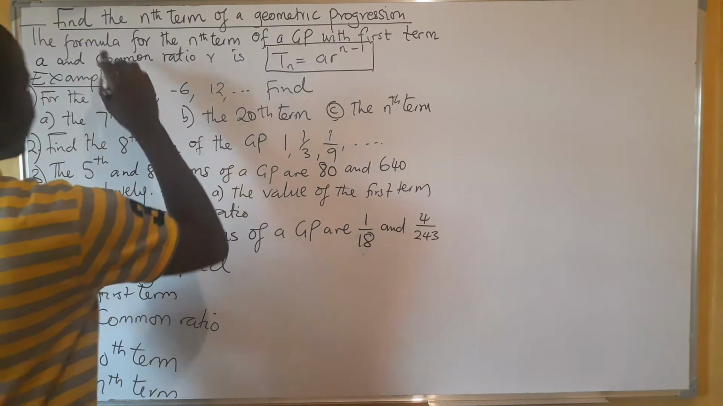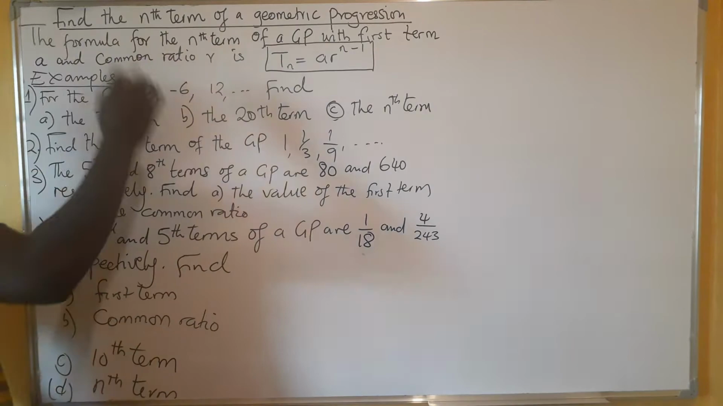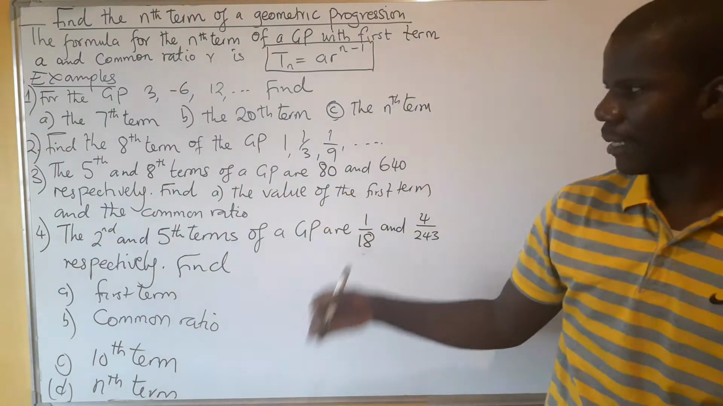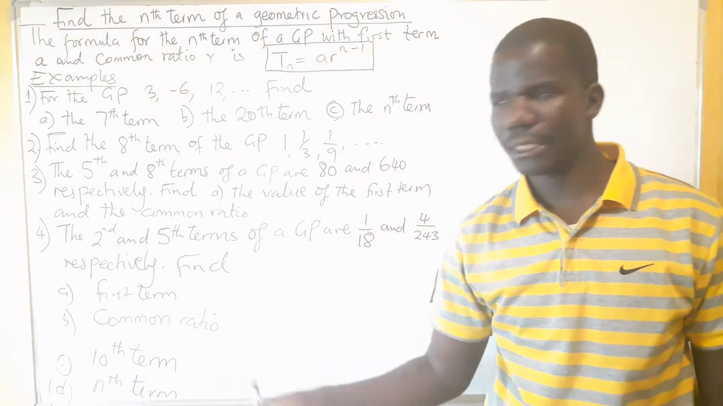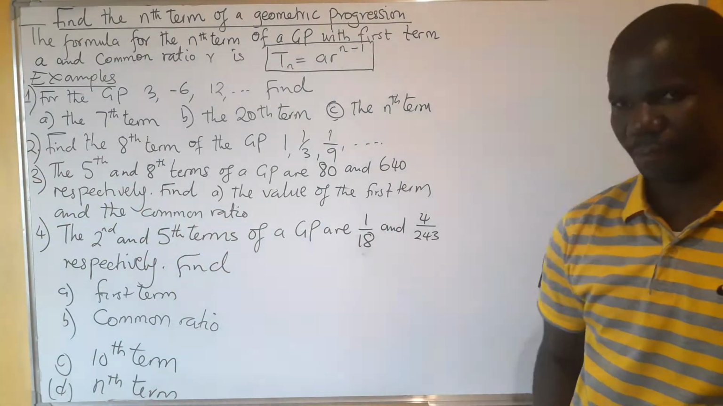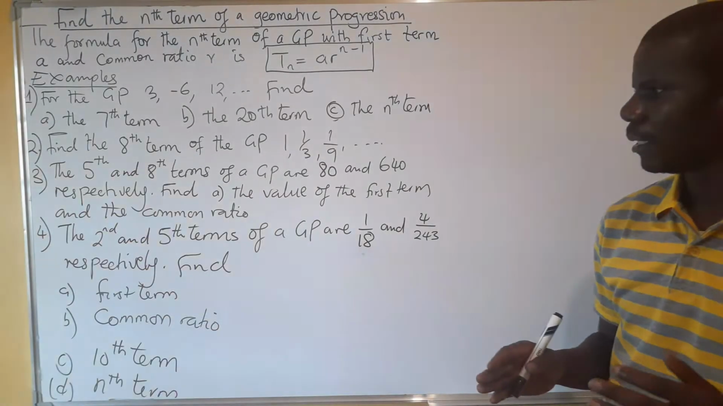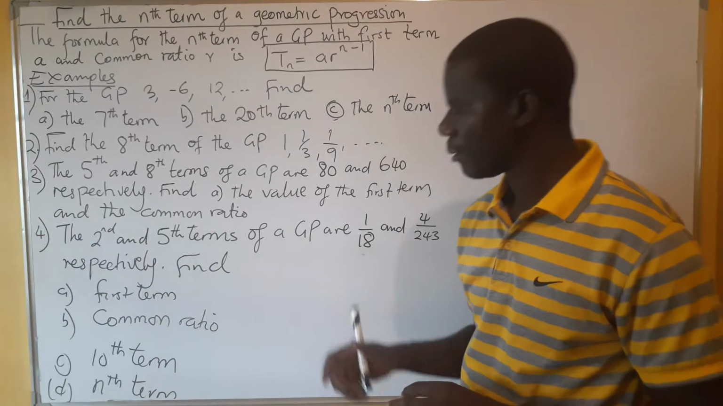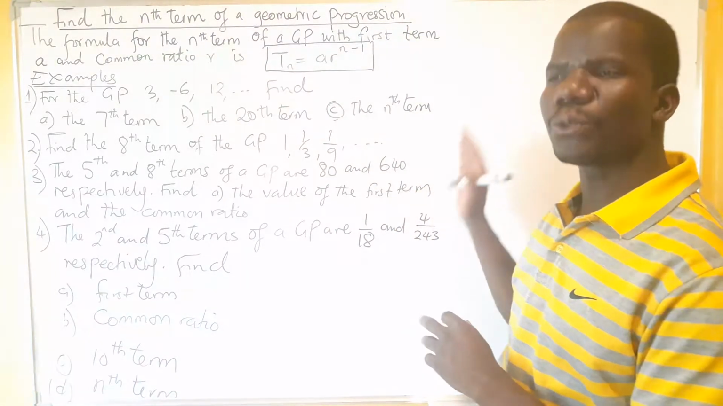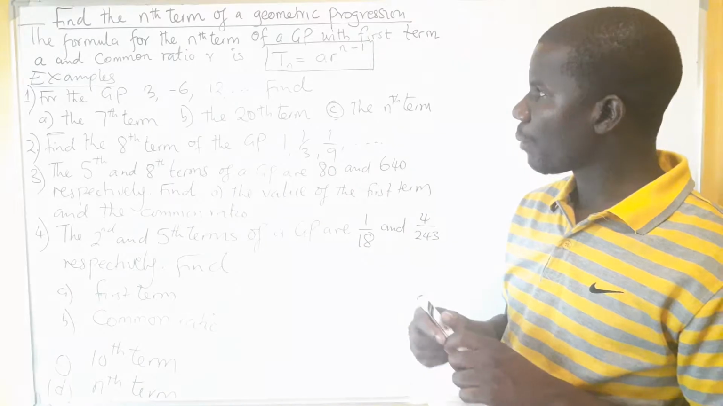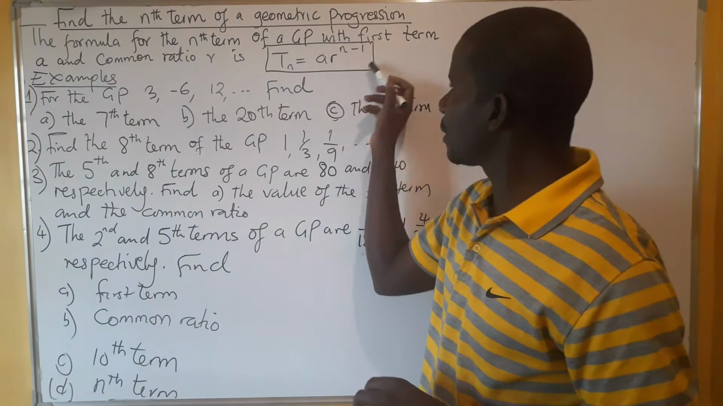So what are we looking at? We are looking at how we find the nth term. Remember from the previous lesson, we were looking at the common ratio. How do we find the nth term? Sometimes it's too laborious to go through the process of multiplying by the common ratio repeatedly if they want you to find the 50th term. So now we want to find a shorter way. We are using this formula.